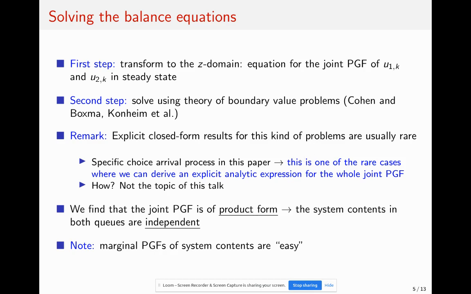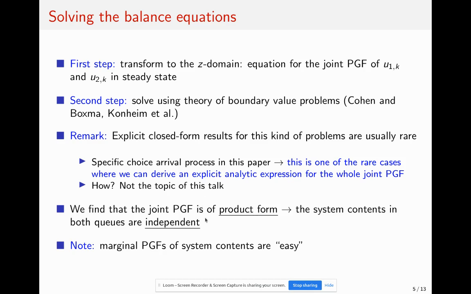But I assumed a very specific arrival process in this model, the global geometric distribution, and it turns out that this is one of the rare cases, for this model, where we can derive an explicit analytic expression for the whole joint PGF. How we did this will not be the topic of this talk. The result of the solution will be the topic, namely that we find that the joint PGF is of product form, which implies that the system contents in both queues are independent, which is quite remarkable if you think about it.